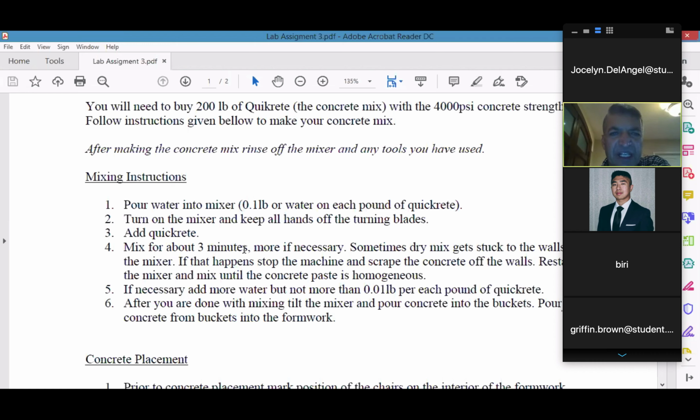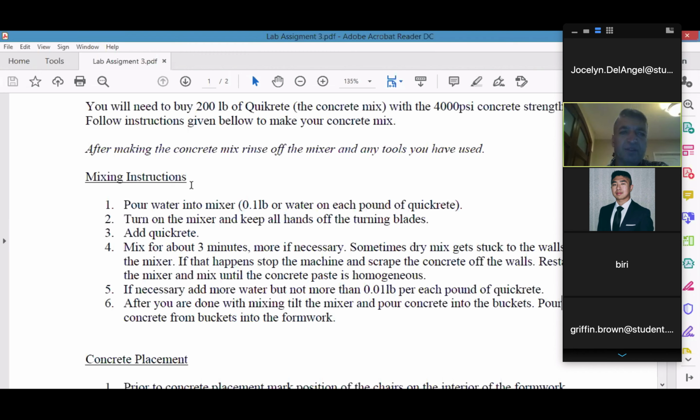It says after making the concrete mix, rinse off the mixer and any tools you have used. Just to keep everything clean for the next class, next groups and all that. And because, if you don't wash the concrete off, it's going to get hard and you cannot wash it anymore, it's bad. Even these instructions are given on the job site. You should wash all the shovels and then the equipment so they can be reused later.